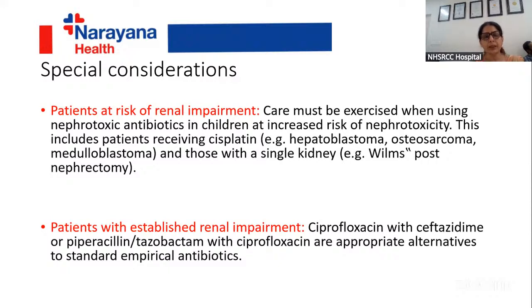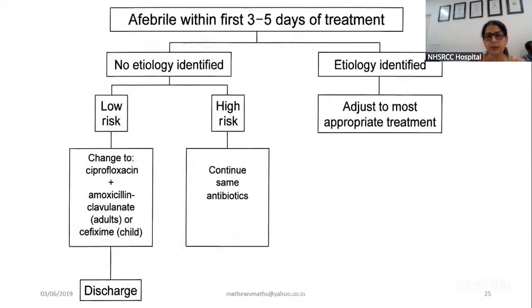Especially if you have a child with renal impairment, you have given nephrotoxic chemotherapy like cisplatin, like in a hepatoblastoma, osteosarcoma, or a medulloblastoma, or if the child has a single kidney, then you should be wary of your antibiotics and check that you are not giving nephrotoxic doses to these children. And if you have an established renal impairment, then ciprofloxacin with ceftazidime or with piperacillin tazobactam are good empirical antibiotics to choose.